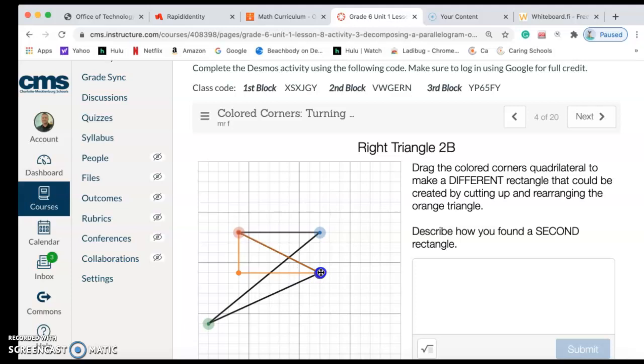We learned that yesterday. That's what we were looking for. So I doubled the triangle and made a copy, turned it into a rectangle. So 1, 2, 3, 4. And it says make a different one. So this is the same shape as the last one.